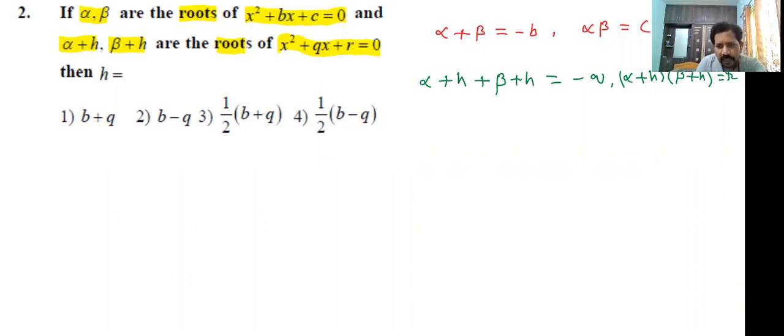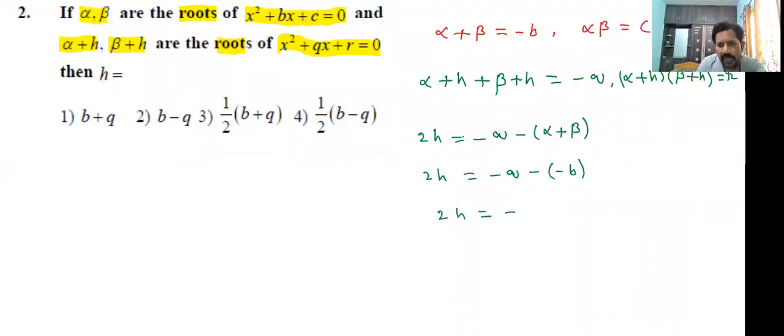Now here simplify: h plus h is 2h, minus q, into minus, alpha plus beta sent to the right hand side. Already we know that alpha plus beta value is minus q, and alpha plus beta value is minus b. Now 2h is equal to minus q plus b. Now what is h? b minus q divided by 2. This is the answer.